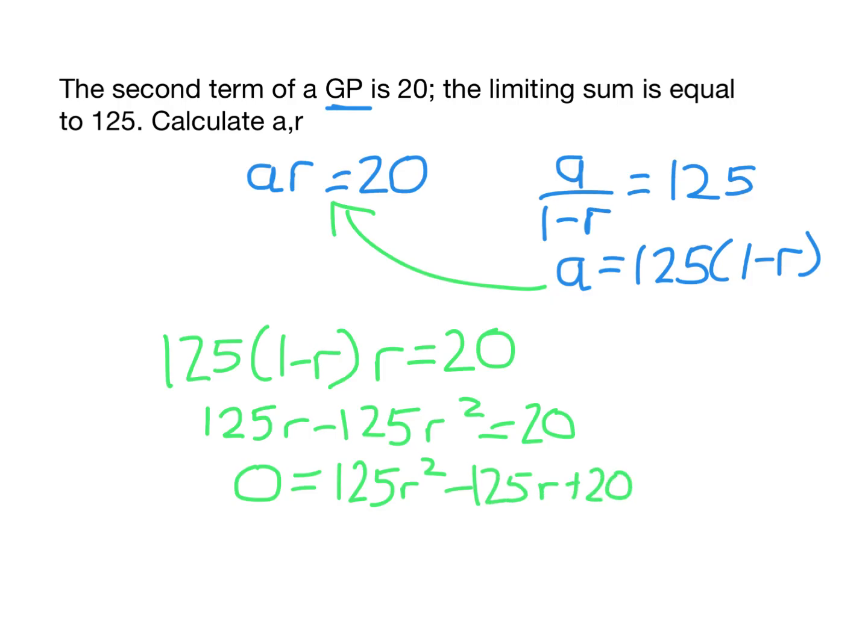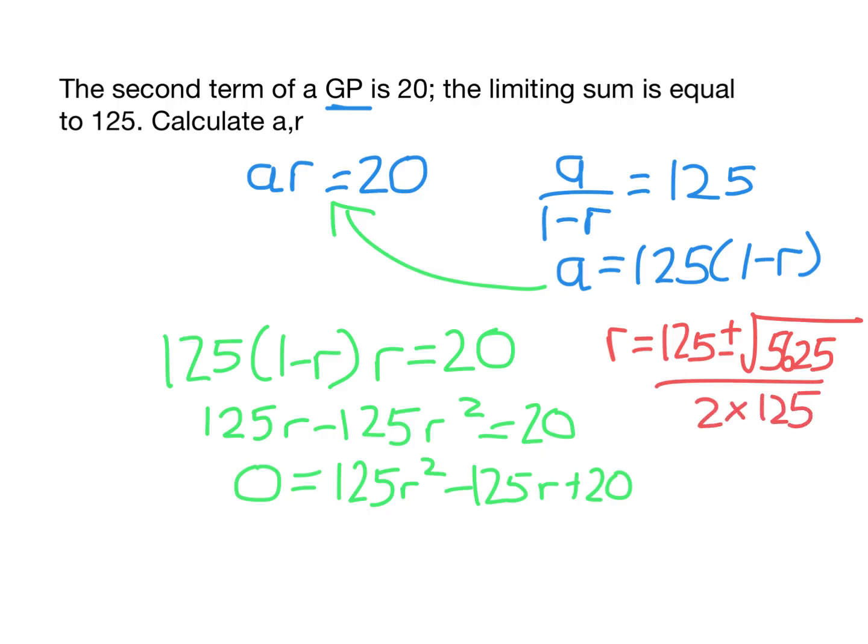So because the numbers here are quite big, I'm going to use the quadratic formula. So R will be equal to minus B plus or minus the square root of the discriminant. So the discriminant is just 125 squared minus 4 times 125 times 20. It's actually equal to 5625. And then all divided by 2a. We actually get 2 values here if you put it in your calculator. So the 2 possible values here are r equals 0.8 and r equals 0.2. Both of them are possibilities.